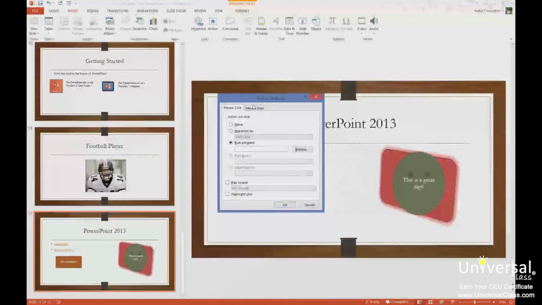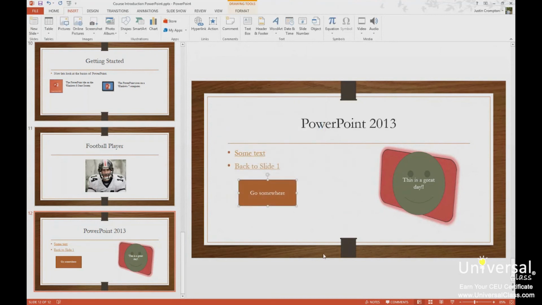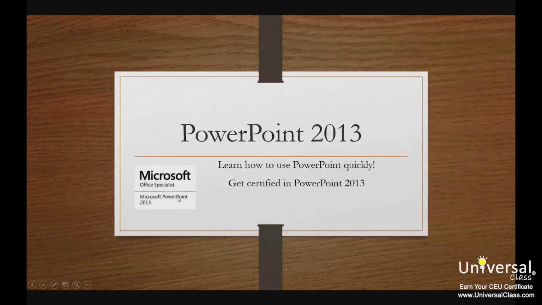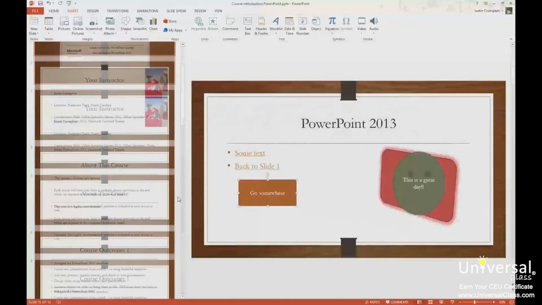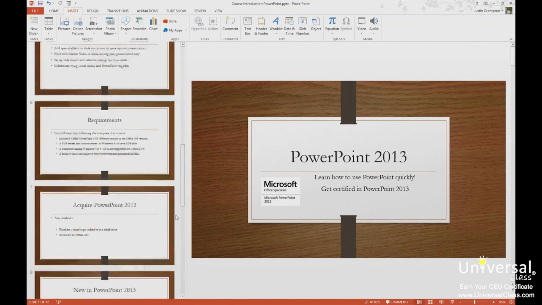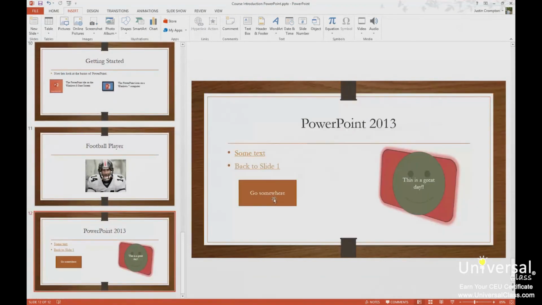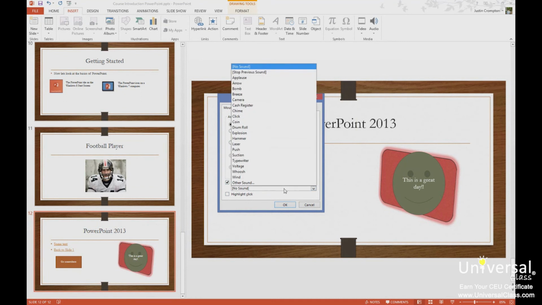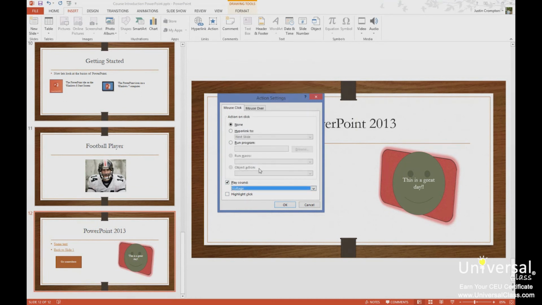So, for example, if I go mouse over, hyperlink to first slide, and click OK, and go into presentation view, as soon as the mouse enters the box, I'm jumping to whatever slide that I linked it to, or whatever I linked it to. So mouse click means I actually have to click the object. Mouse over means the mouse cursor just has to interact with the object in some way. So if I click it, we can play a sound here.